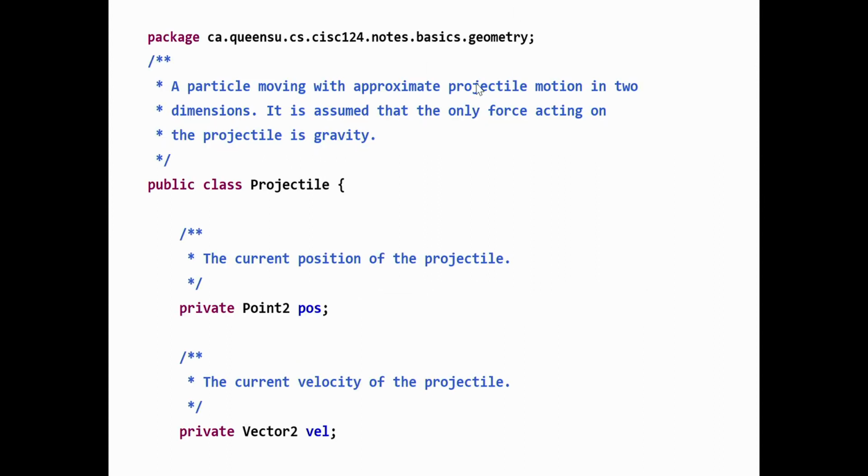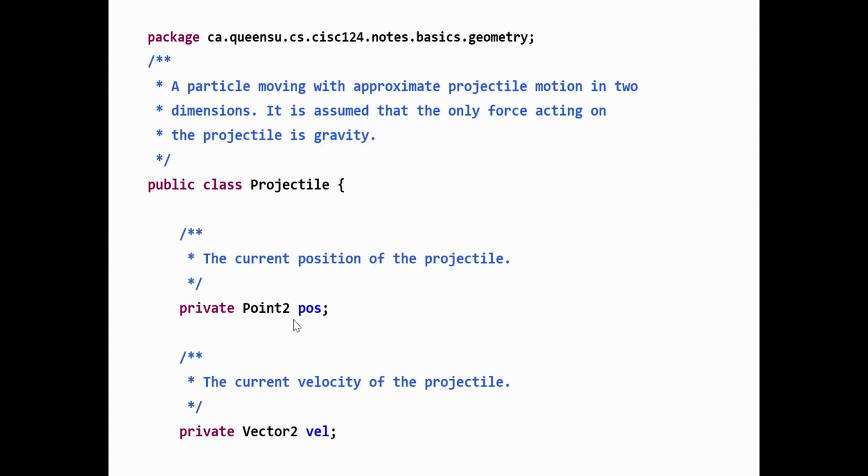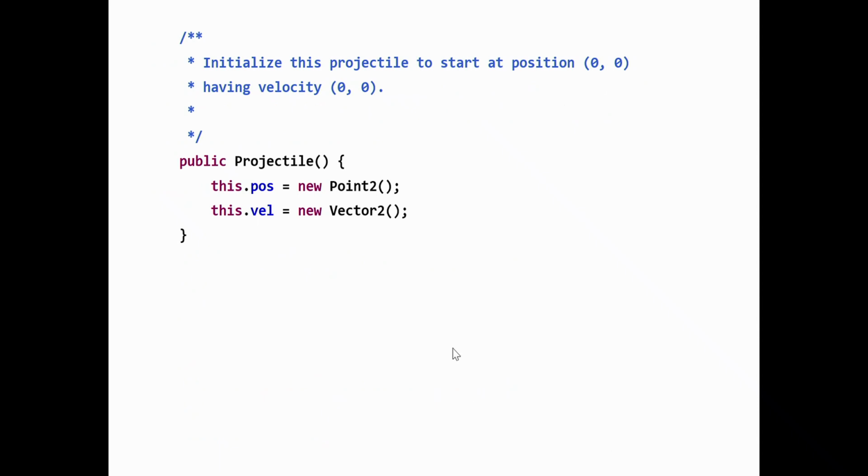Okay, so this is what it would look like if you actually implemented this class. So here's our class Projectile. It's aggregation, so Projectile has a Point2 object, and Projectile has a Vector2 object. So there's a field of type Point2 and a field of type Vector2, one for the position, one for the velocity. Our constructor here makes a new point object and a new vector object. So in other words, it makes a projectile whose position is 0, 0, and its velocity is 0, 0. So it's not moving.